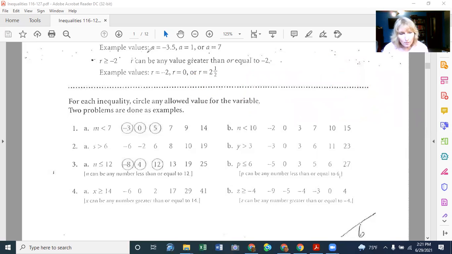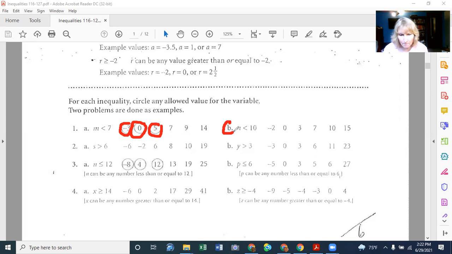So let's go back to 1A. M is less than 7. Notice how the open mouth is open towards the 7, which is the bigger number. So we have to pick all the numbers in the row that are less than 7. They've circled -3, that's less than 7. They've circled 0, and they've circled 5. Notice they didn't circle 7 because it says less than, not less than or equal to. And obviously 9 is bigger than 7, so that wouldn't qualify, and 14 is also bigger than 7.